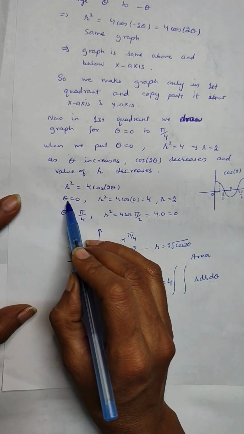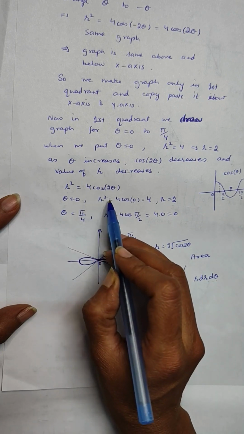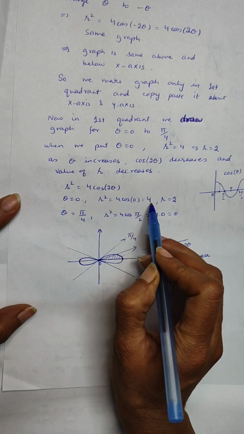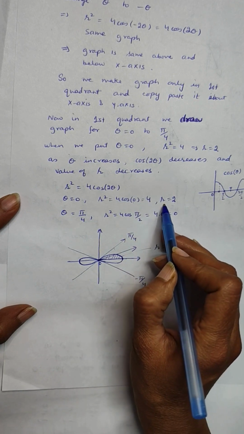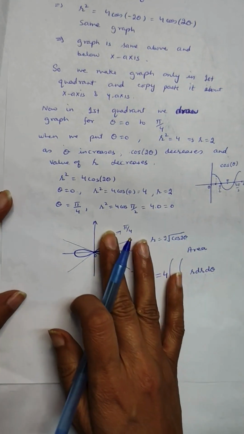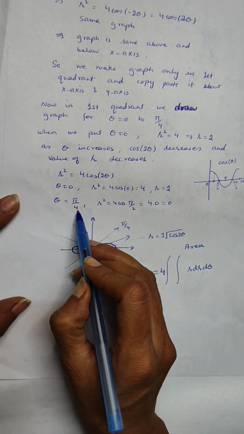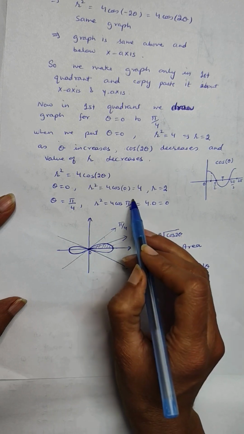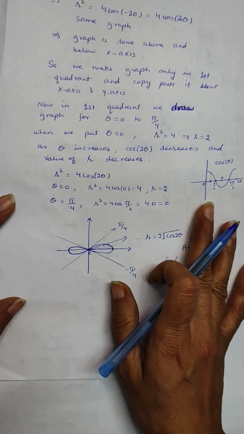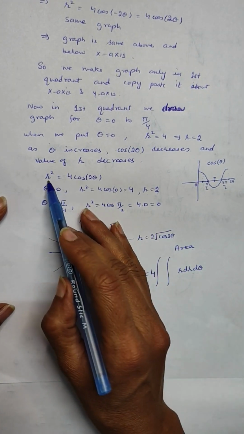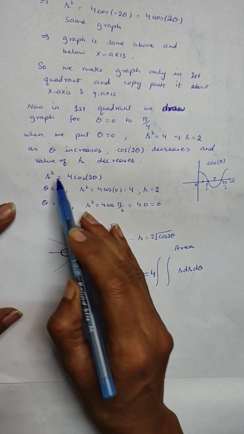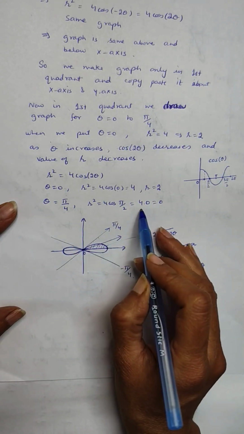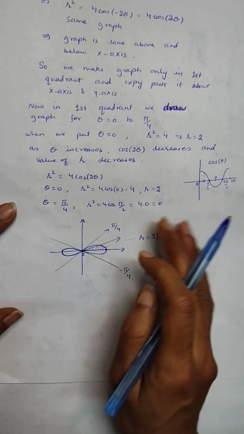So what happens when we substitute theta equal to 0? r square is equal to 4 cos 0, and cos of 0 is 1. So this is equal to 4, and then r becomes equal to 2. When theta is pi by 4, r square is 4 cos pi by 2, which is equal to 0 because cos of 90 degrees is 0. So in a way, r is maximum when theta equal to 0 and the maximum value is 2, and r is minimum when theta is equal to pi by 4.